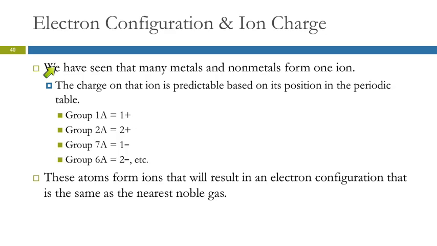Some metals do form more than one kind of ion, but right now we're just going to talk about the ones that only form a single ion. The nonmetals only form one kind of ion, and it's predictable from the position on the periodic table. Group 1A forms +1, group 2A is +2, group 7A is 1-, etc. They do this because when they form those ions, they have an electron configuration that is the same as the nearest noble gas.